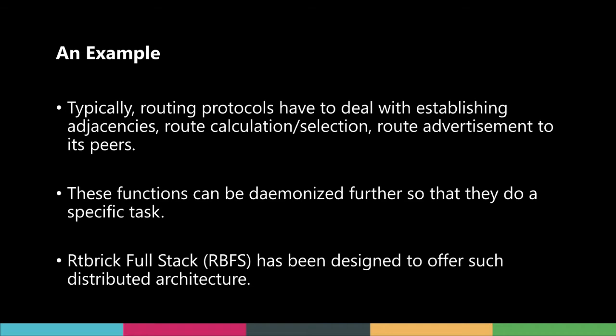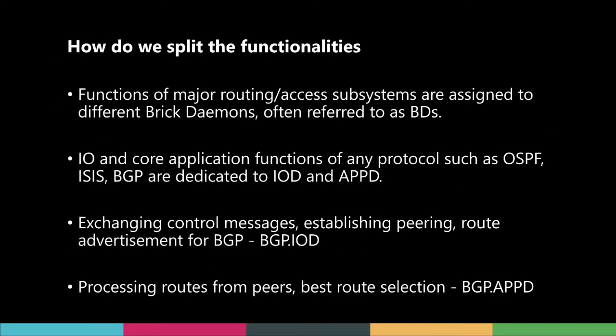When we say distributed software architecture, we must understand what exactly gets distributed and how it gets distributed. The routing functionalities can be distributed to different daemons in such a way that OSPF, ISIS, BGP, LDP, each of them runs under a different daemon, referred to as brick daemon or simply BDs. To understand how exactly these functions get distributed, let us go one level further down by taking BGP as an example. BGP's functions are separated into two daemons.